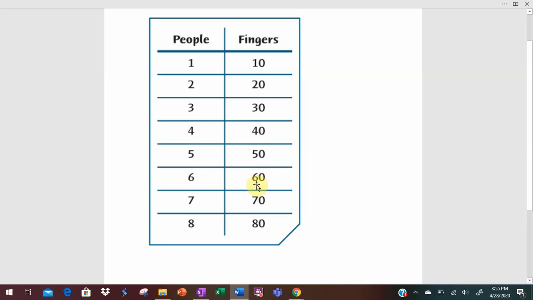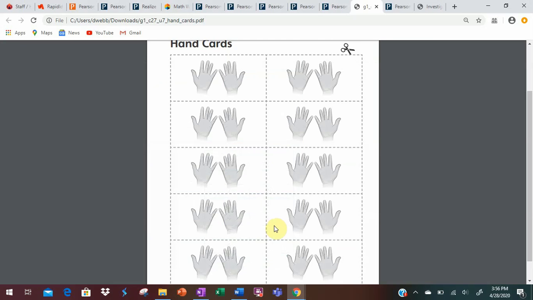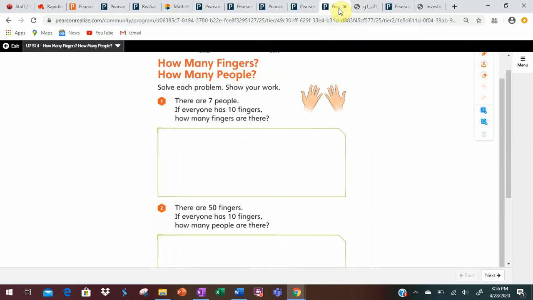6 people, 60 fingers, that's telling you 6 groups of 10. 7 people is 70, that's 7 groups of 10. 8 people is 80, that's 8 groups of 10. So when we look back at this problem, we have 50 fingers. Everybody's got 10 fingers, so how many groups of 10 is 50? You need to figure that out and write your answer down here. We'll check it tomorrow. Now, you've got one more page to do.